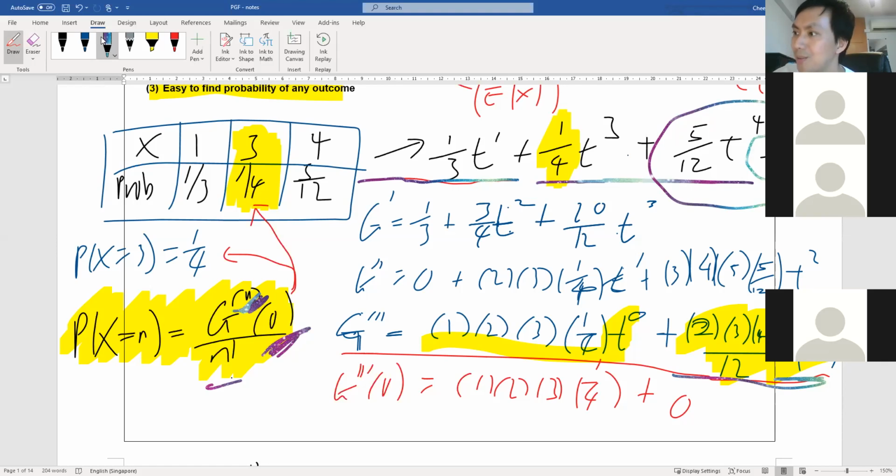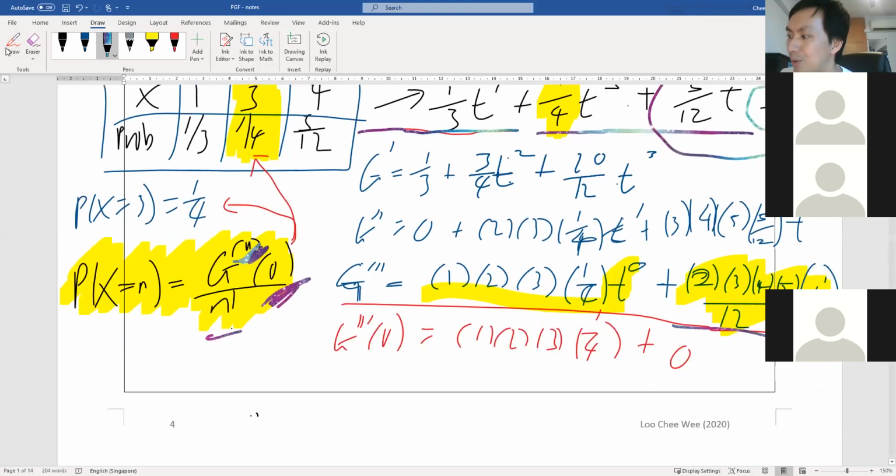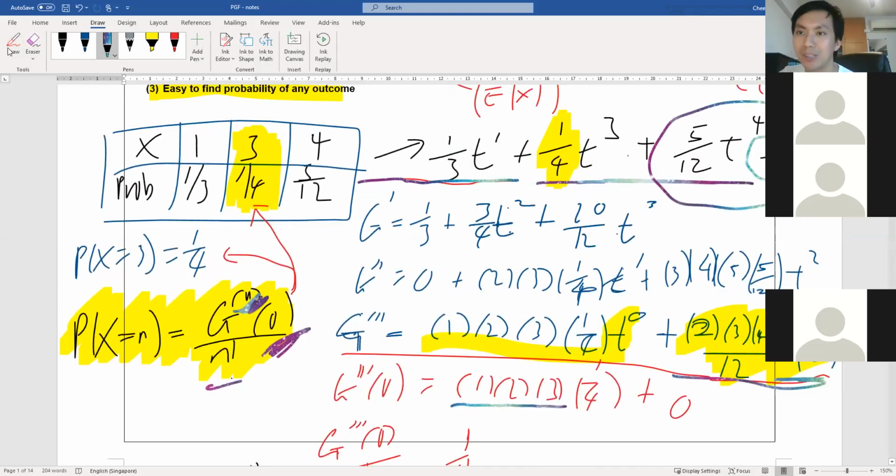Understand so far? After that, you must divide by 3 factorial. The purpose is clear now, right? So g prime prime prime 0 over 3 factorial is equal to 1/4, because by dividing by 3 factorial, you'll be neutralizing this 1, 2, and 1, 2, 3. Where did this 1, 2, 3 come about? Because you differentiated 3 times. In the process of differentiating 3 times, you will have brought down the 3, brought down the 2, and then brought down the 1 respectively.